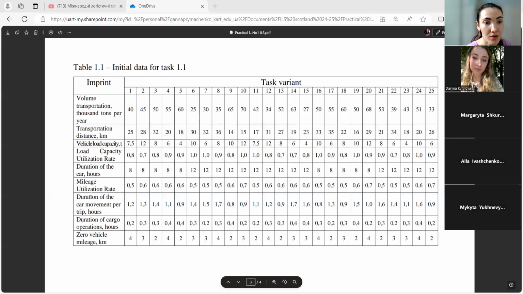Cargo vehicle hours out, duration of the car on the trip, duration of the car, vehicle load capacity. Okay, which means you propose to use, for example? It is some practical tasks on our lessons.